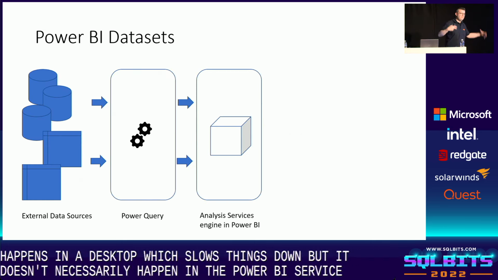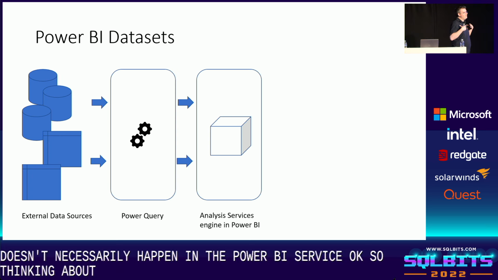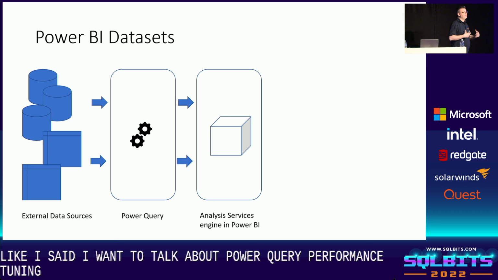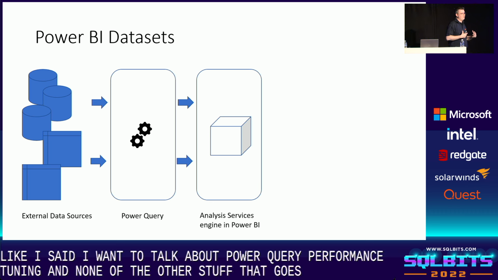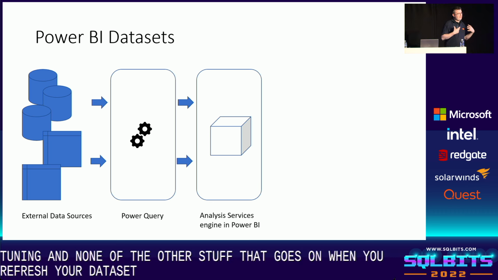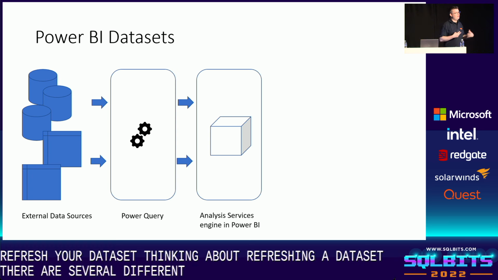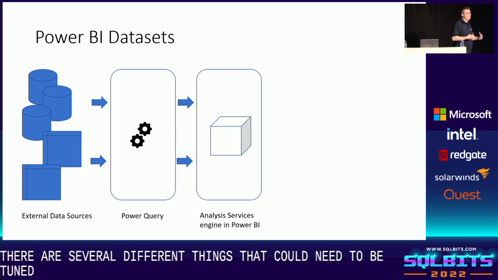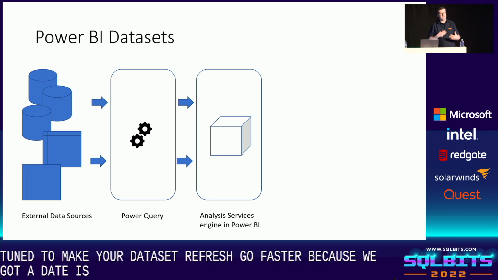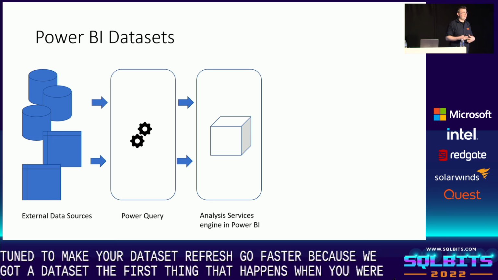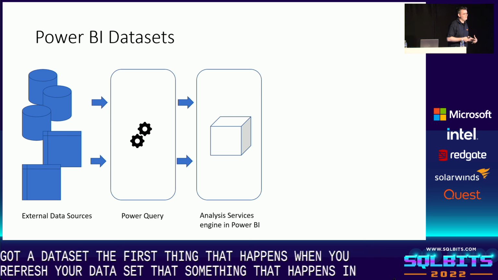OK, so thinking about our scope, like I said, I want to talk about Power Query performance tuning, and none of the other stuff that goes on when you refresh your data set. If you were thinking about refreshing a data set, there are several different things that could need to be tuned to make your data set refresh go faster. Because when you've got a data set, the first thing that happens when you refresh it is something that happens in the analysis services engine.